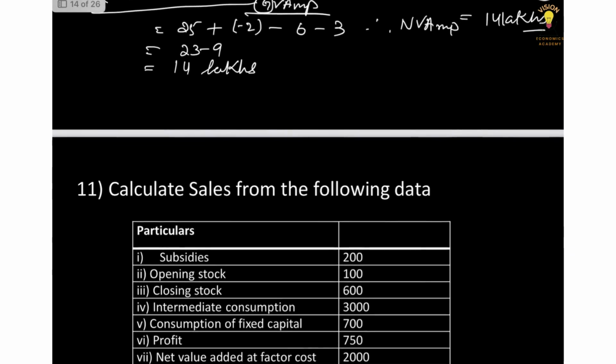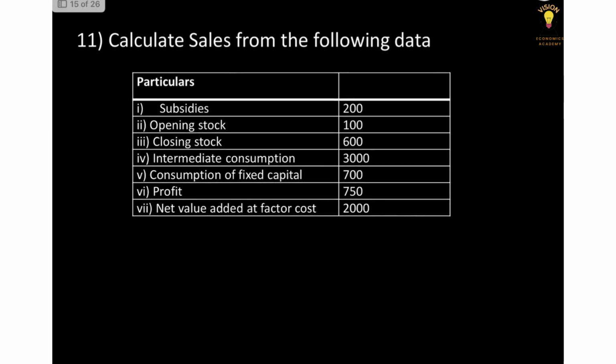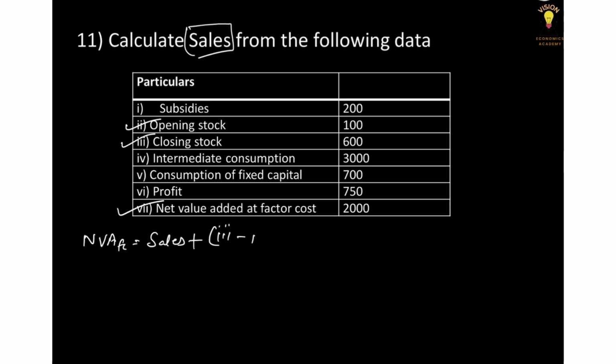We'll move on to question number 11, and thank God the question is there. All right, what the question has asked us is to find sales. There is a twist in the question. Now we have to find sales, but the net value added at factor cost is already given. We know net value added at factor cost equals sales plus change in stock, that is closing stock minus opening stock. I'll write the numbers only. Sales plus change in stock is value of output, minus intermediate consumption.